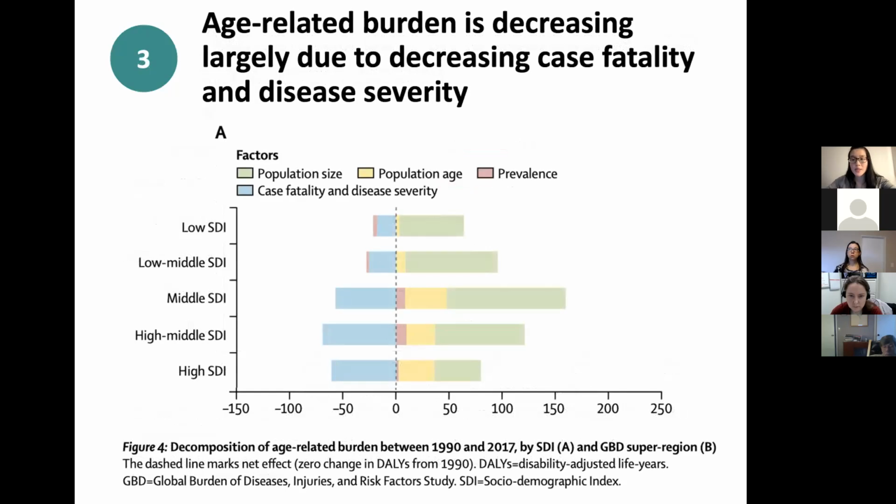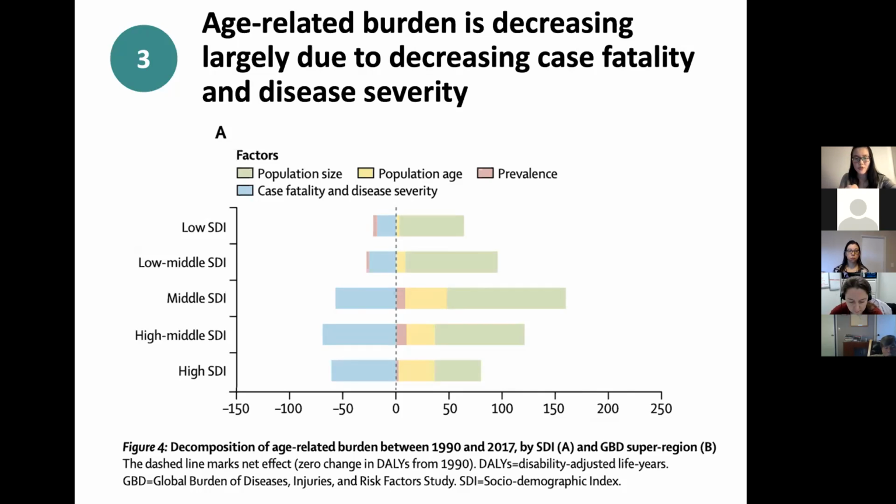The third key message is that age-related burden is decreasing, largely due to decreases in case fatality and disease severity. So here we did a decomposition of the change that you saw earlier. What factors are associated with the decrease in age-related burden? And here it is slightly different. On the x-axis is the actual absolute number of burden and not the rate. But this is a detail.